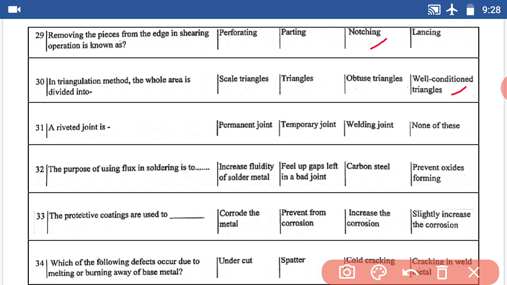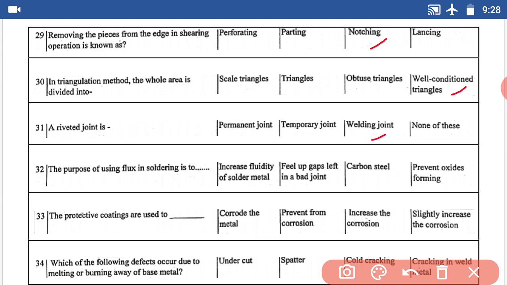Question number 31. A riveted joint is dash. This question's answer is option C, the correct answer: not a weld joint. This question's answer: C is the correct answer. Not a welding joint.